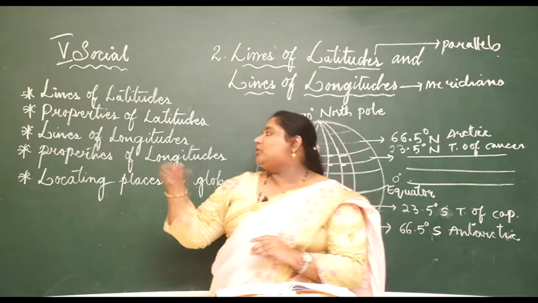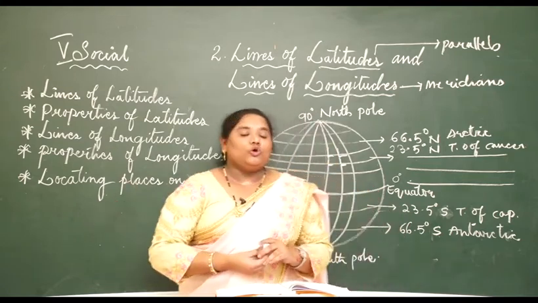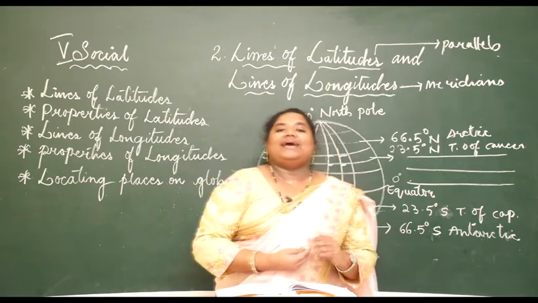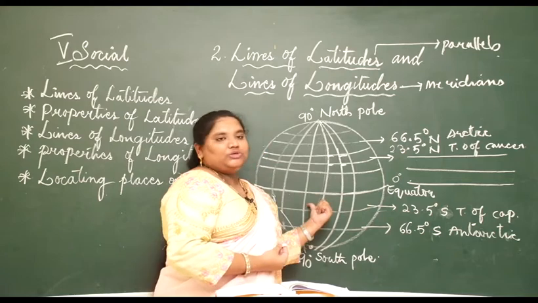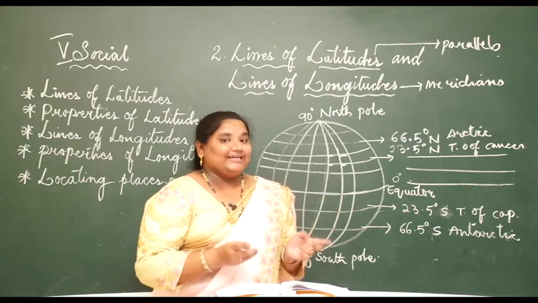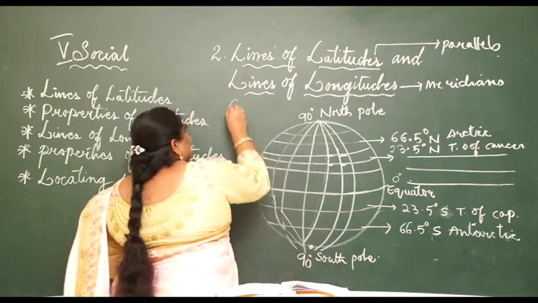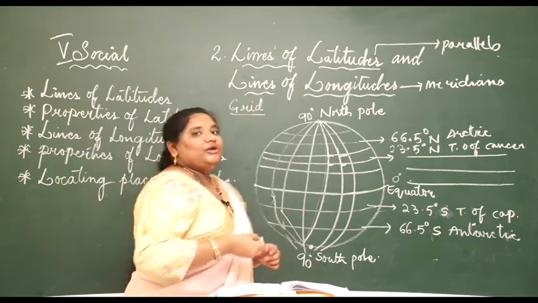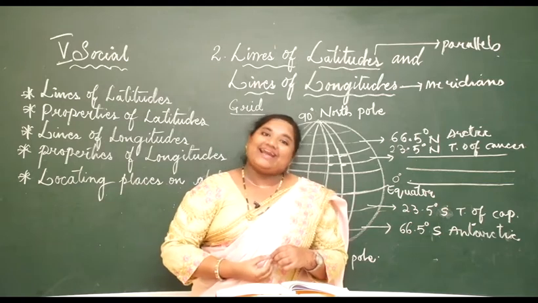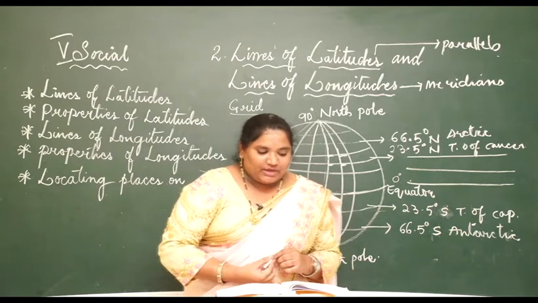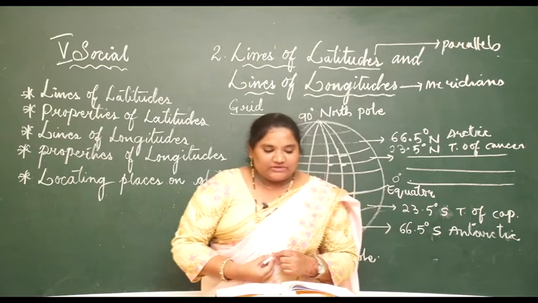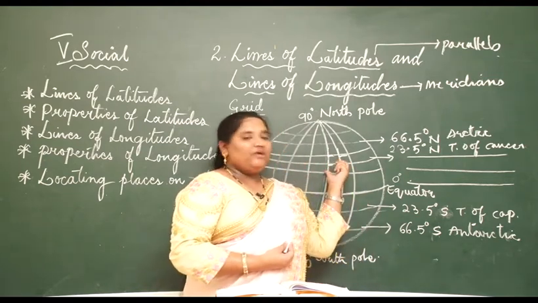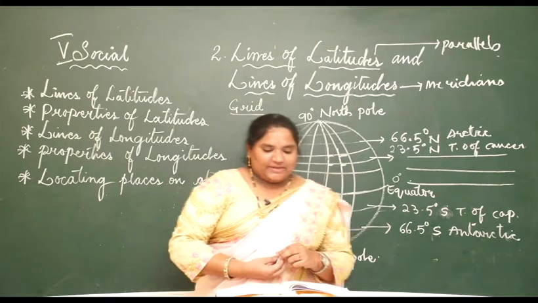Next is locating places on a globe. How to locate a place on a globe? The network of lines of latitudes and longitudes is called a grid. It is also called a graticule. We can locate all the places on the earth's surface with the help of a grid.